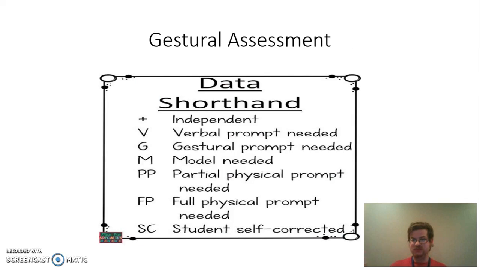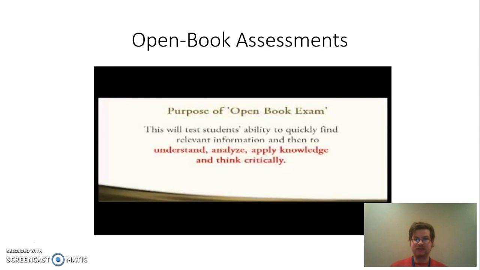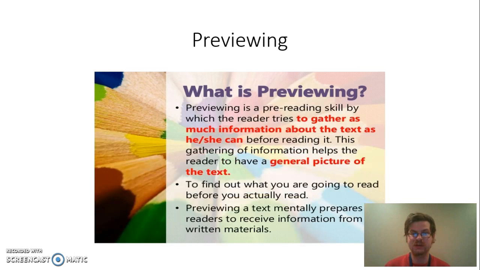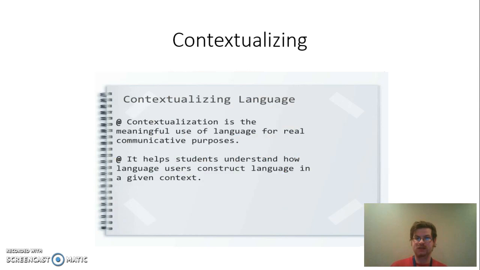Gestural assessment is like a thumbs up or thumbs down if they know the reading. Open book assessments are used to help test the ability of a student who has the general capability but just needs wording. Previewing is a strategy that the students should know how to use because it's to sense what the test is about. So the students need to know what the test is about, so they preview it.